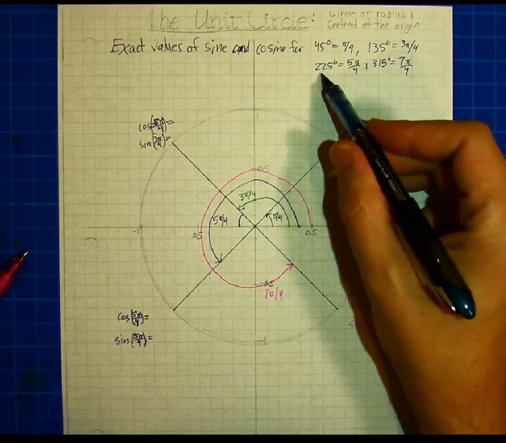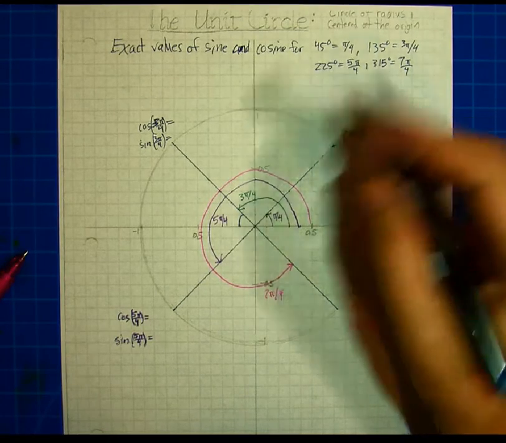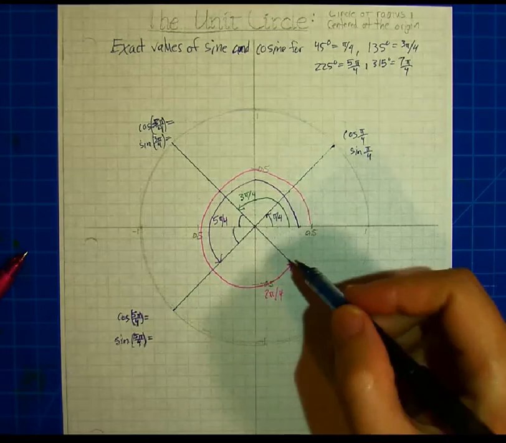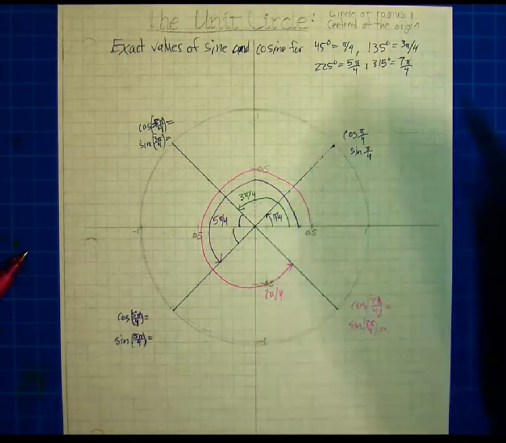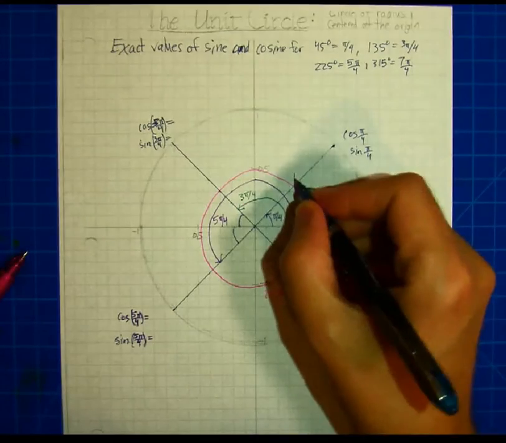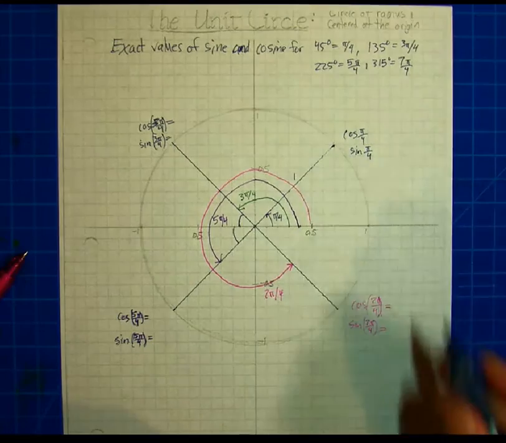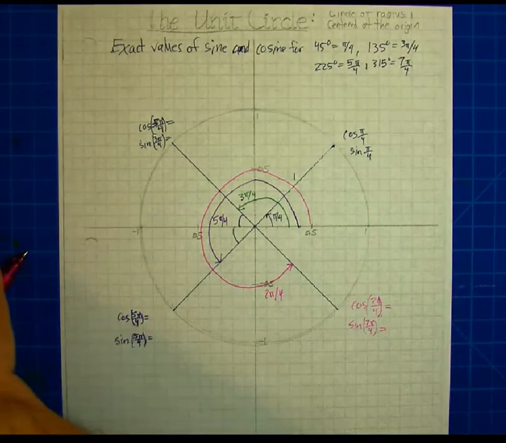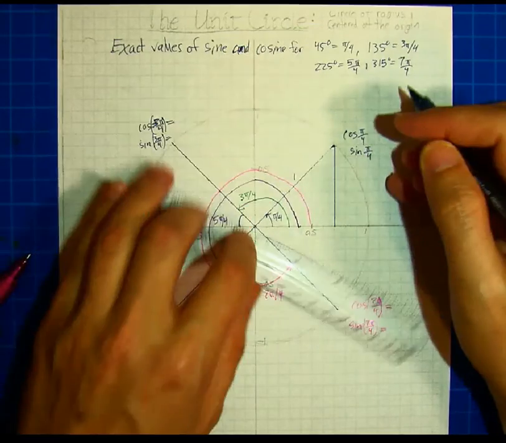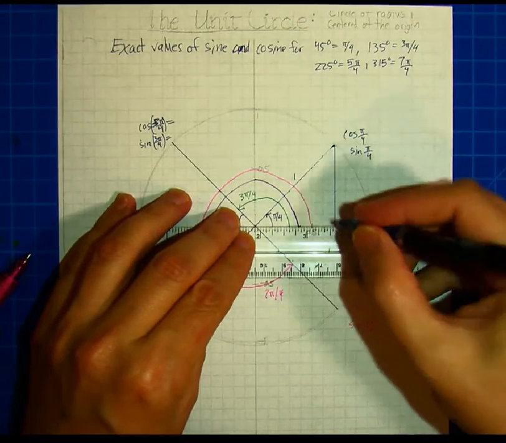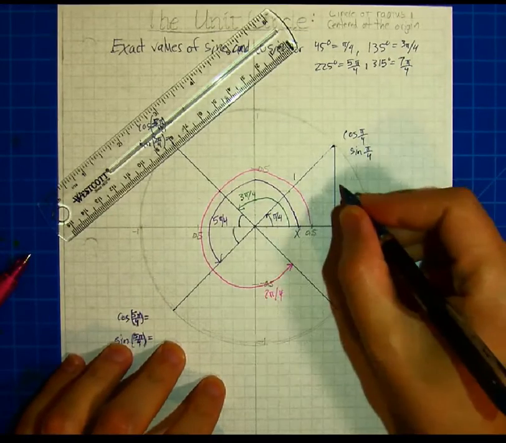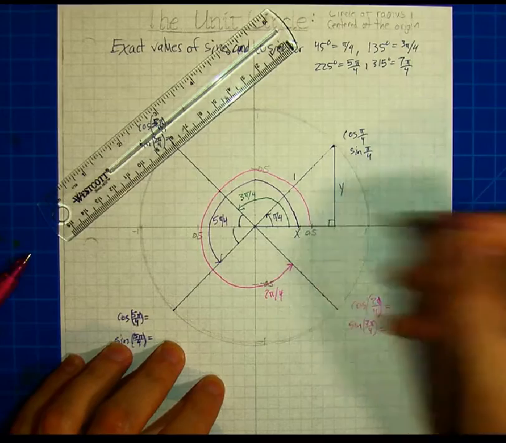Same thing here, 225 degrees is 5 pi over 4, but it still makes a 45-degree angle with the x-axis. Same thing here, 315 degrees, or 7 pi over 4. So the way to do this is first you want to observe that this distance is 1, and then we can draw in the vertical and horizontal distances. And we'll go ahead and label this x, and this is y, and we've created a right triangle.